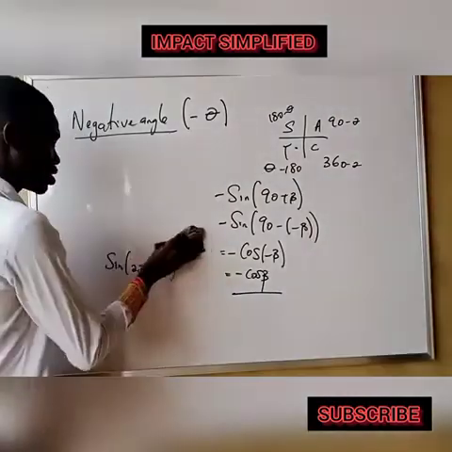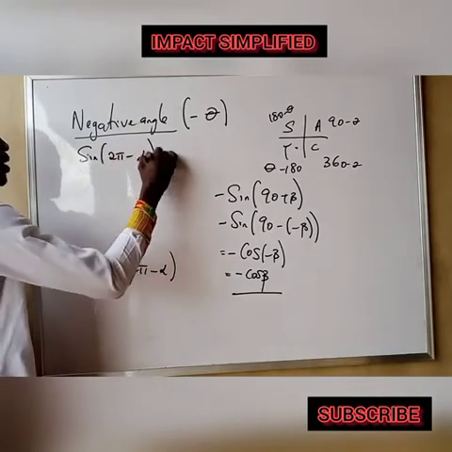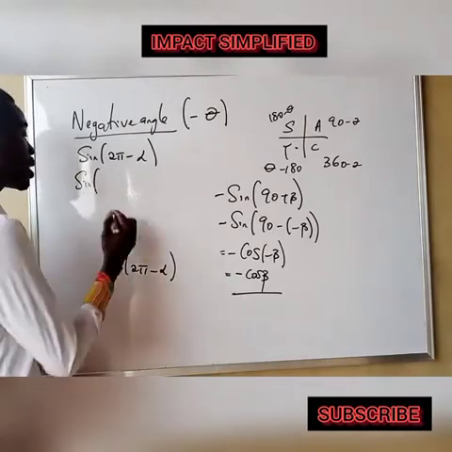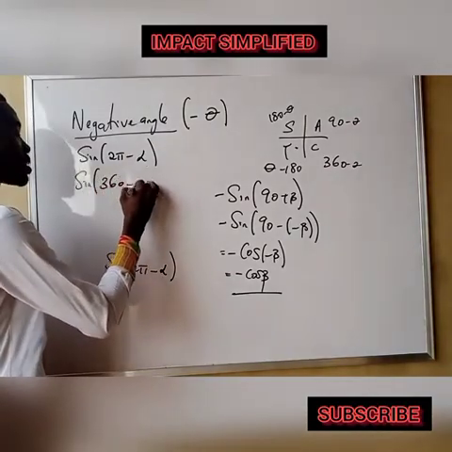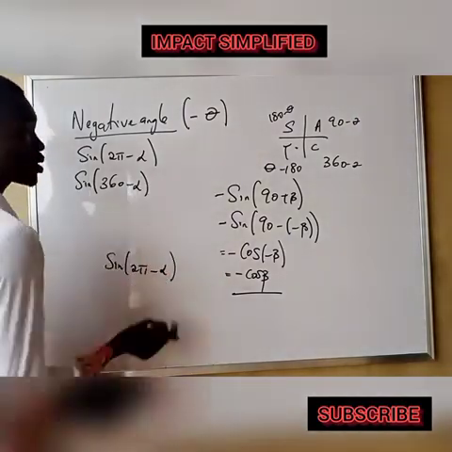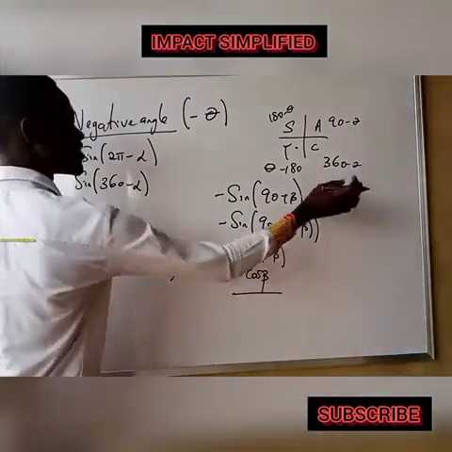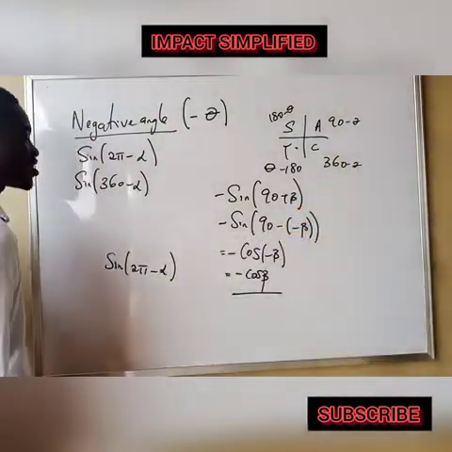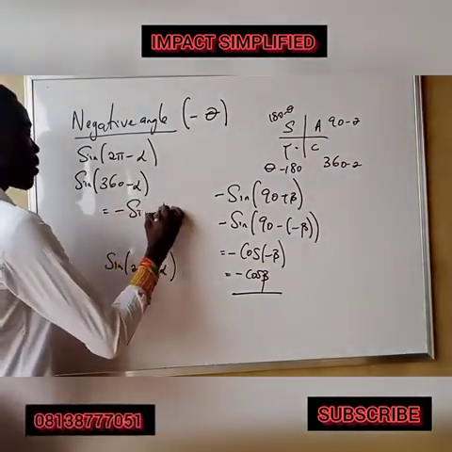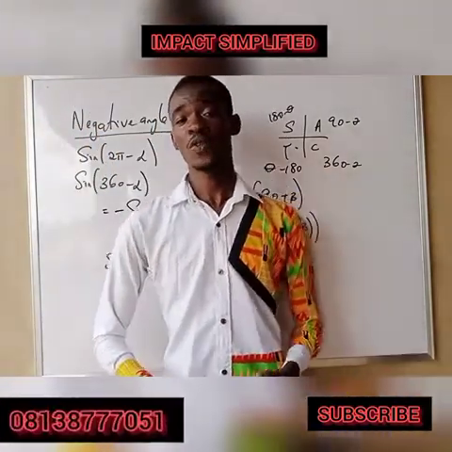And lastly, let us look at this. We have sine of 2 pi minus alpha. So when we are talking of angle, what is pi? Pi is 180. That will give us 360 minus alpha. And what are we going to have? Sine of 360 minus theta falls in the fourth quadrant, and that means your sine is negative. And that will give us minus sine alpha. So that is where we are going to call it a day for today.